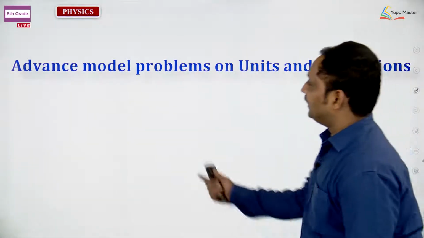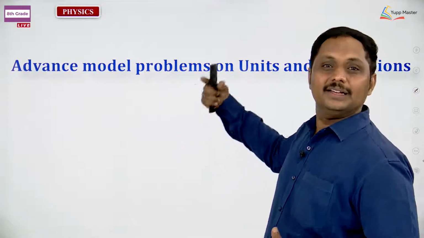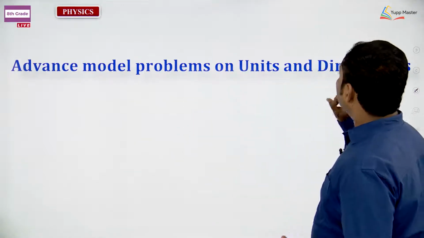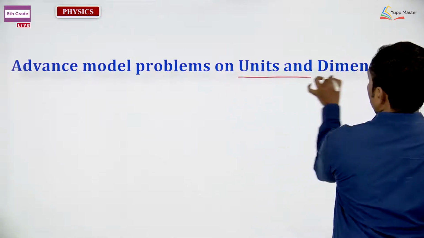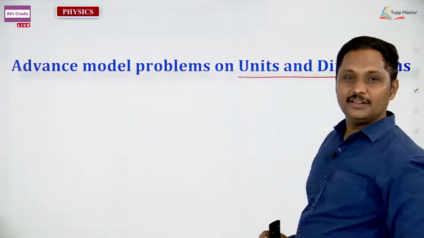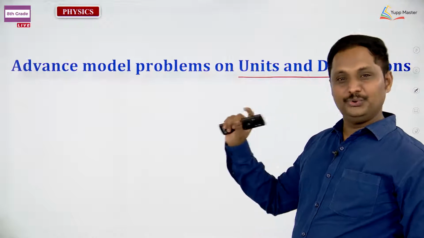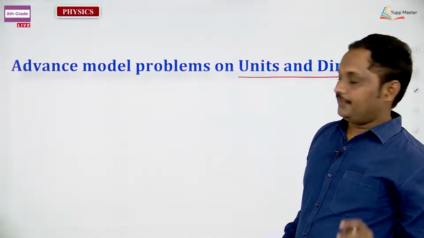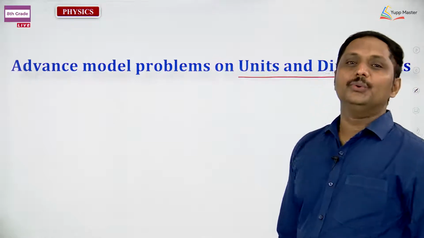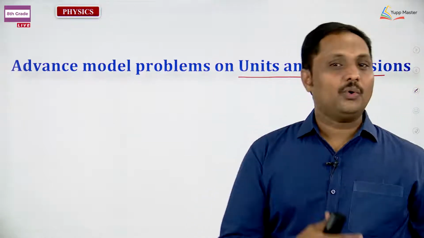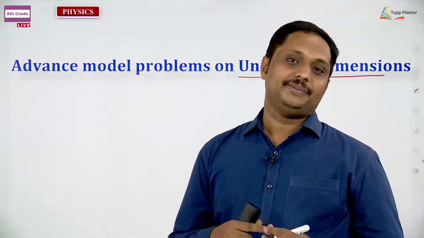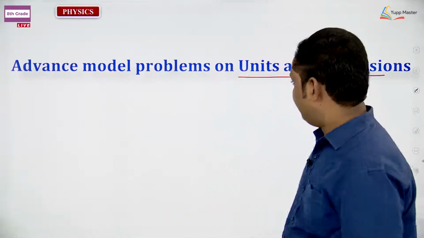What are we going to take? We are going to take level 3 problems, advanced model problems on units and dimensions. We have already discussed units and dimensions in the previous classes. It is very clear. If you take one derived quantity, its dimensions can be verified. Right? Please see that.